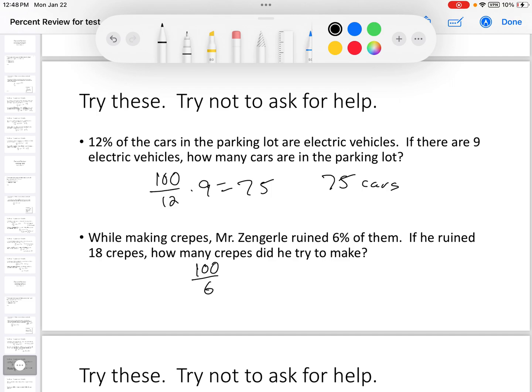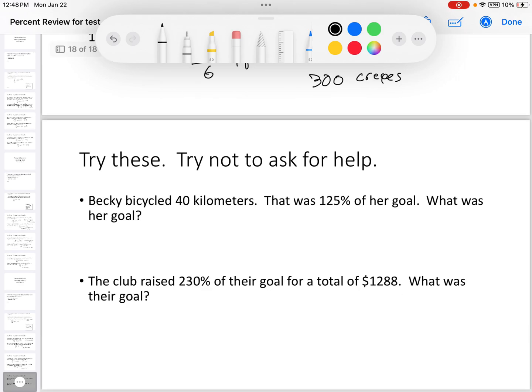6%, 100 over 6 times 18. 100 divided by 6 times 18 is 300. So it is 300 crepes in total. Last page, 125%, so 100 over 125 times 40. 100 divided by 125 times 40 is 32. So the goal was 32 kilometers. We knew that they did more than 100%, so therefore the goal had to be less than 40.